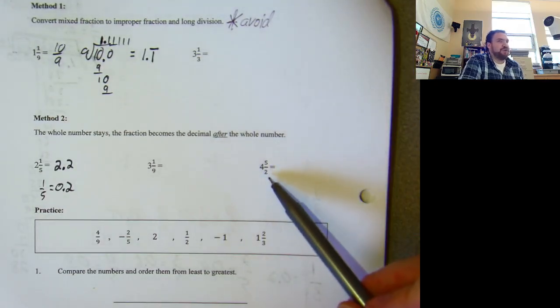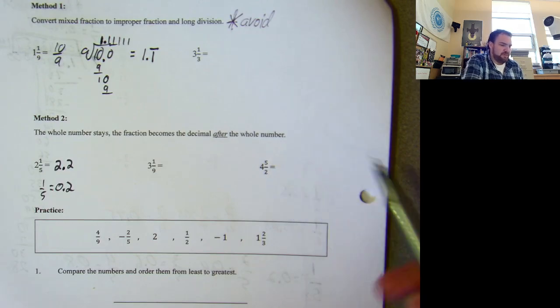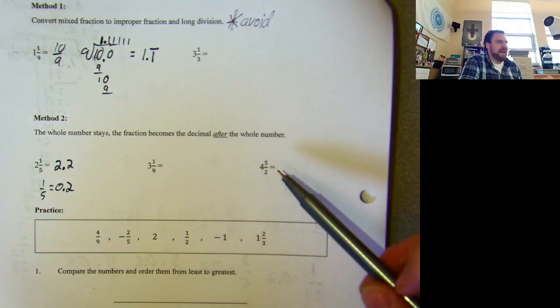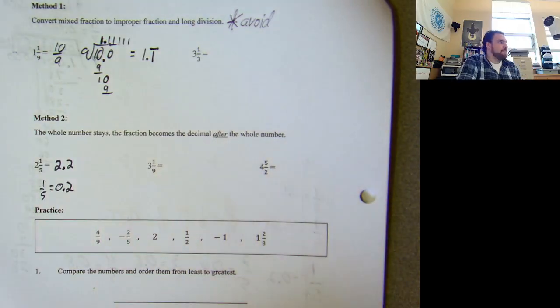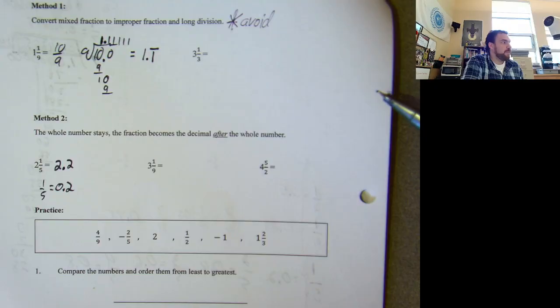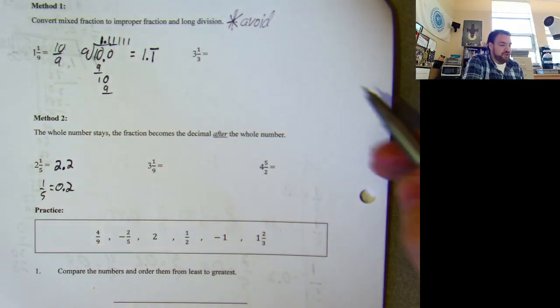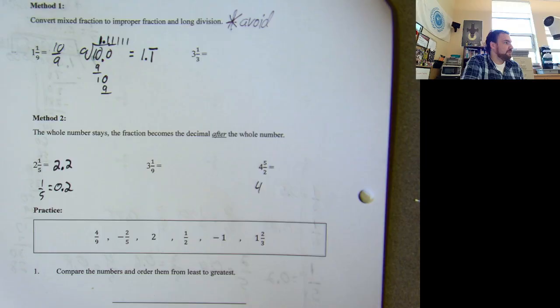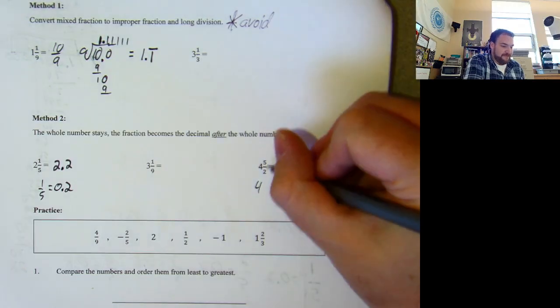4 and 5 over 2. This is terrible. We don't want 4 and 5 over 2, because I've got a mixed number with an improper fraction. Bad. What would I do with something like this? Make it all mixed. So the 4 is going to stay. What's 5 over 2 as a mixed fraction? 2 and 1 over 2.